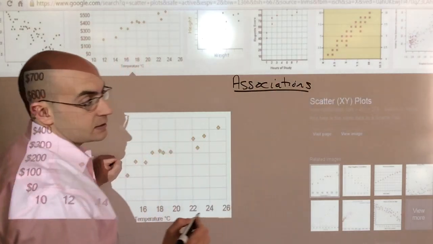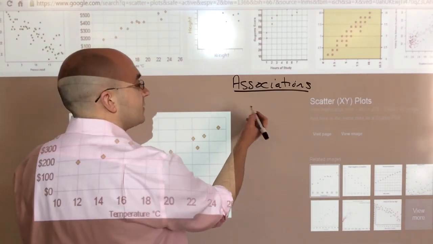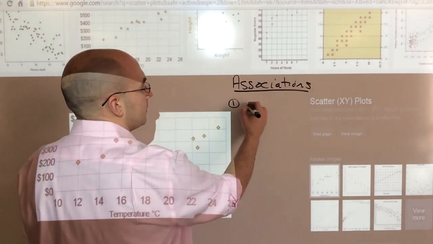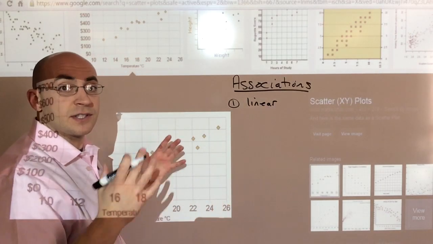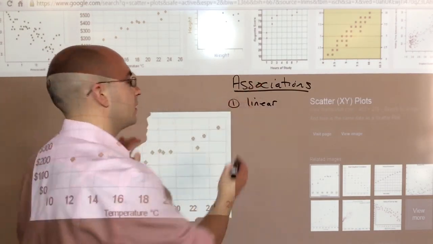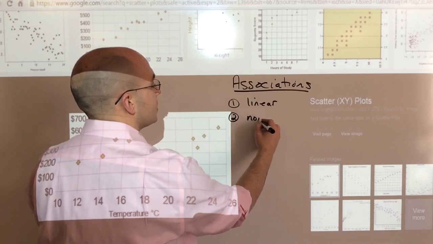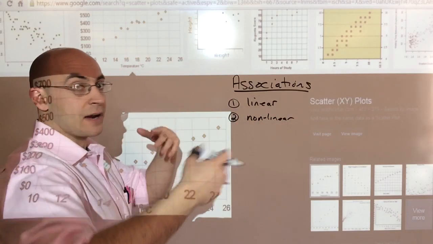The 5 types of associations. Number 1, we have a linear association, meaning that the scatter plot is going to look like a straight line, or at least it can be resembled as a straight line. We have the opposite of that, which is nonlinear. Okay, so it wouldn't be a line at all. It's just some random scattering.